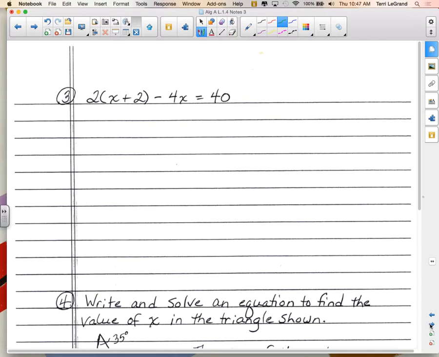Is there any subtraction in the problem? Yeah, so what are we going to do? Change it to add the opposite. This is going to stay like it is because it doesn't have any subtraction. Leave it alone. This subtraction is going to change to addition, and the opposite of 4x is what? Negative 4x.